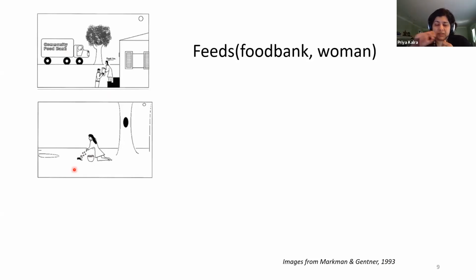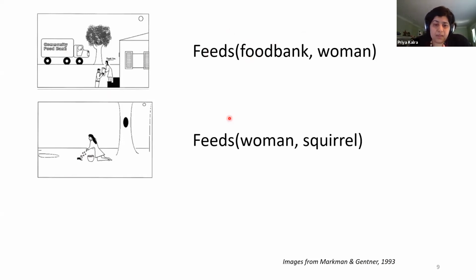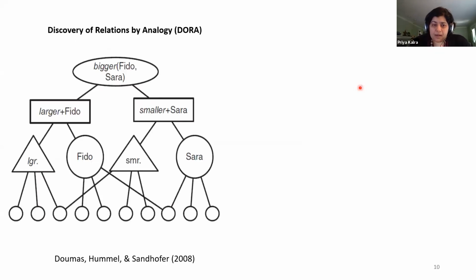And we can actually describe the relation this way, right? So there's a parallel here between the woman feeds the squirrel and the food bank feeds the woman. And you guys are probably familiar with this type of representation for a relation or a relational structure. There are lots of different models for representing relations, especially computational models. I'm going to use DORA here, not because I'm particularly an adherent of it, but just because I think it highlights some of the issues that I want to make clear.